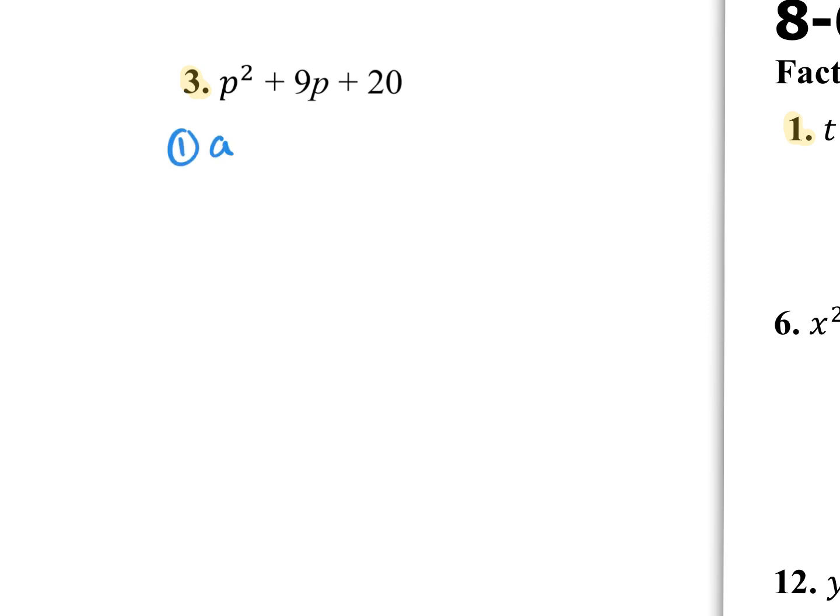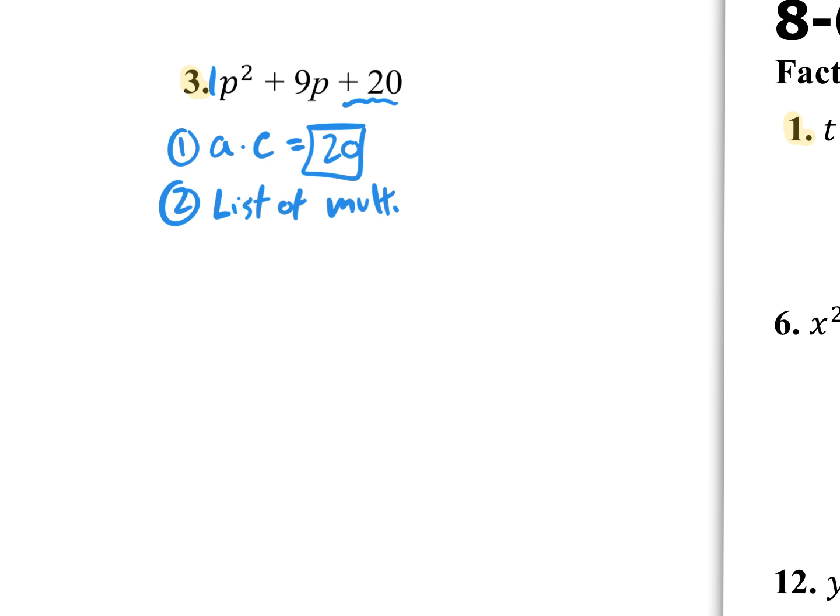Step 1, A times C. So that's a 1 times 20. That's 20. Box it in. Step 2, list of multiples. Even though you already know that you're going to make a list of multiples, go ahead and write down step 2 and write down list of multiples of that answer 20. So you go 1 times 20, 2 times 10, 3 times doesn't work, 4 times 5. And there's your list, because if you go to the next number 5, it's 5 times 4, and that's already represented right there with 4 and 5.